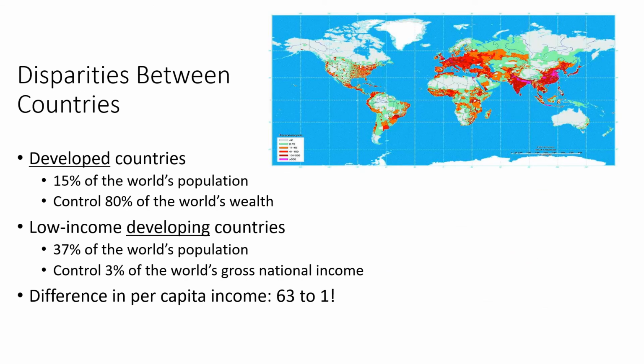And so while the developing countries only have about 15% of the world's population, we control 80% of the world's wealth, where the low-income developing countries only control about 3% of the world's wealth. So, you know, it's crazy. The disparity is massive.